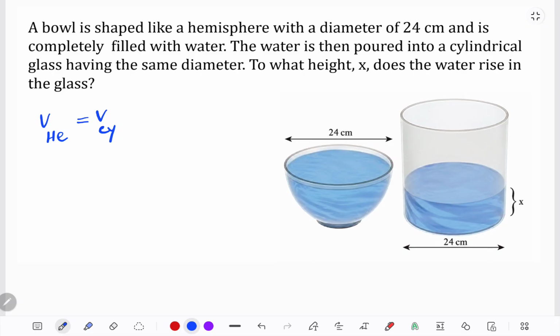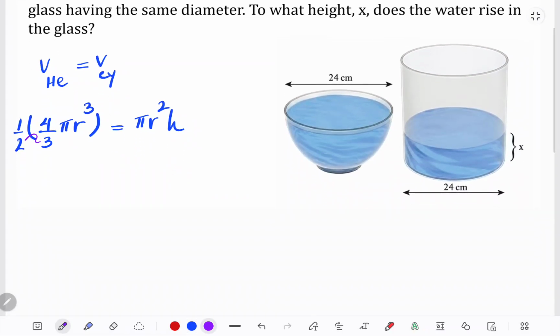Okay, the volume of a sphere is 4/3 pi r cubed, and because we have half of that, this is a hemisphere, we just need to multiply by 1/2. And the volume of a cylinder is pi r squared h. Okay, and now I'm going to simplify 2 by 4. Okay, and then plug in the value of r into this equation. The diameter is 24, the radius is half of 24, which means 12.